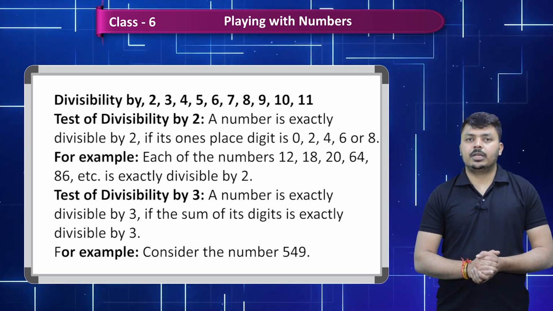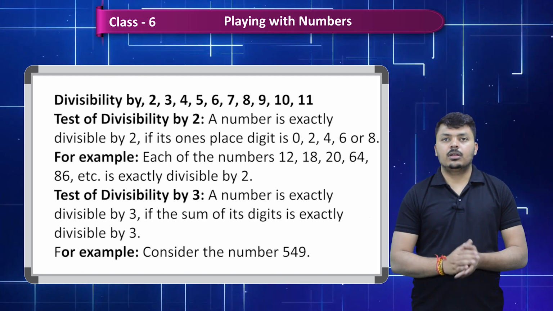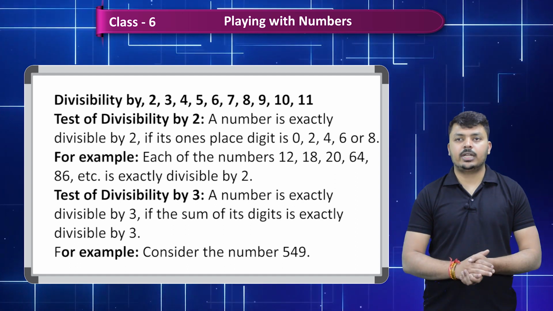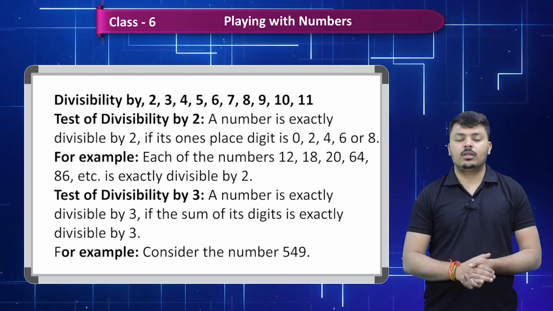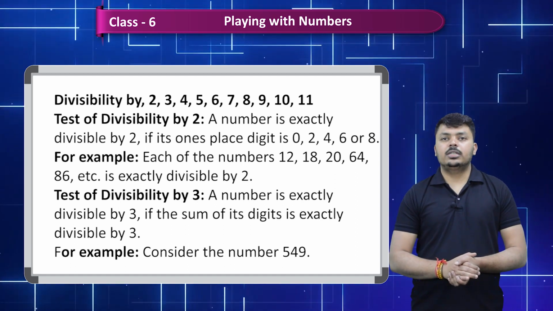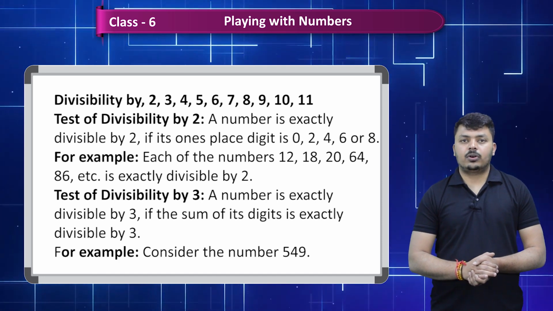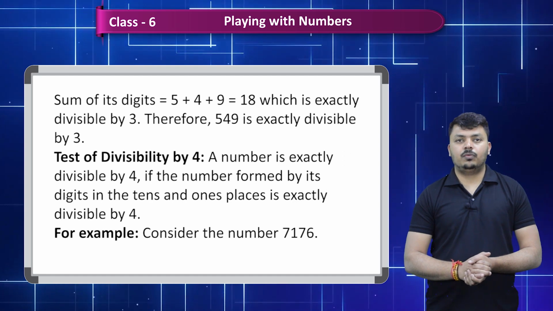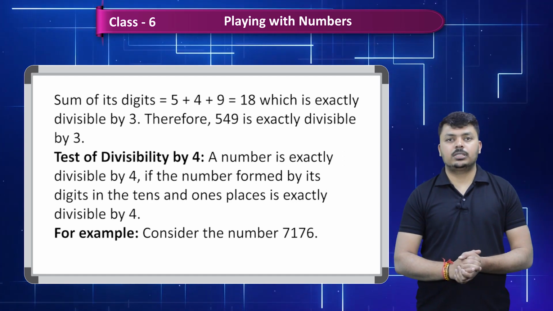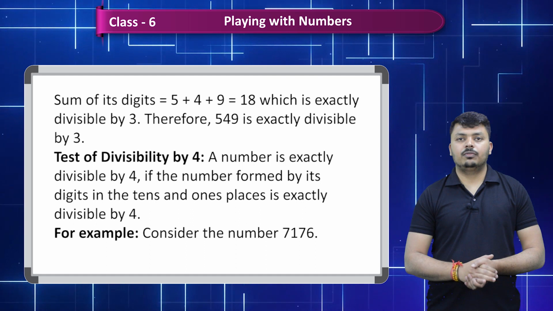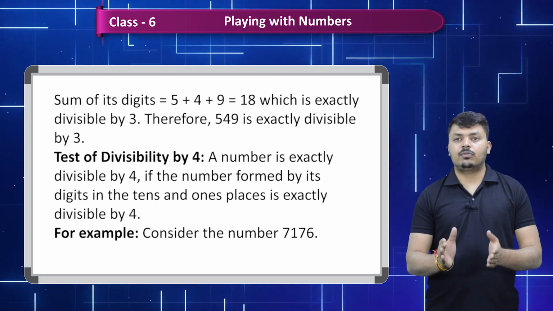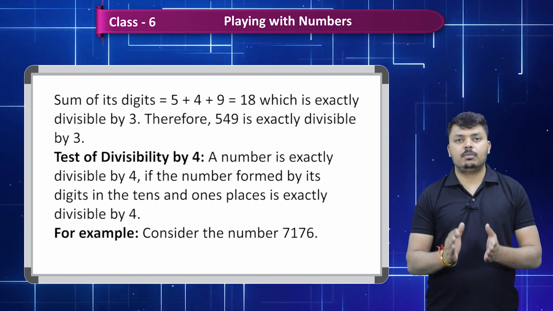Test of divisibility by 3. A number is exactly divisible by 3 if the sum of its digits is exactly divisible by 3. For example, consider the number 549. Sum of its digits is equal to 5 plus 4 plus 9 equals 18, which is exactly divisible by 3. Therefore, 549 is exactly divisible by 3.